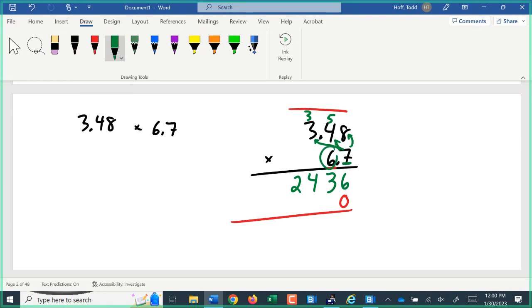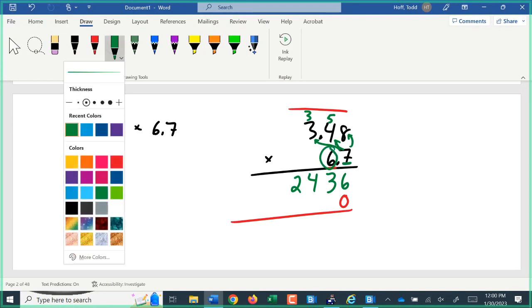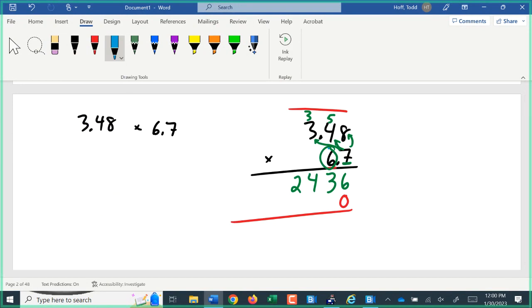So now we're moving over to the 6. Make a different color here. So we have 6 times the 8, which is 48. So that's 8, carry the 4. 6 times 4 is 24, plus 8 is 28. So that's 8, carry the 2. 6 times 3 is 18, plus the 2 is 20. So that's 0, carry the 2. Again, we're out of places, so we just drop the 2 down.